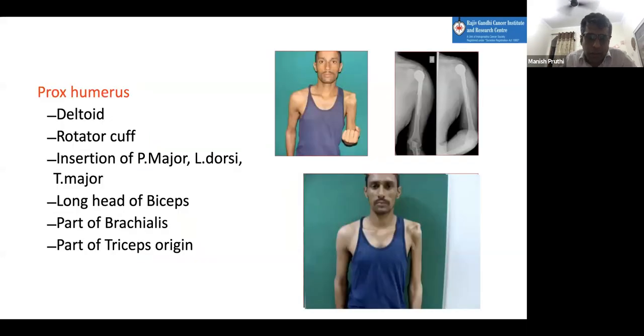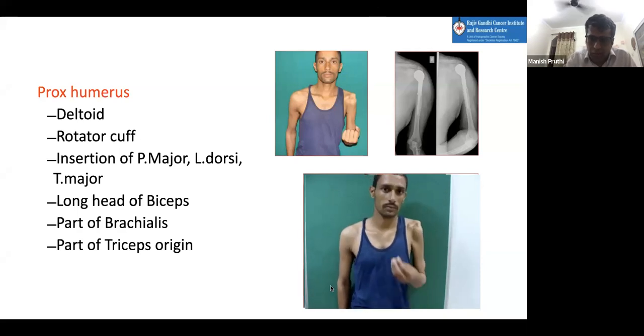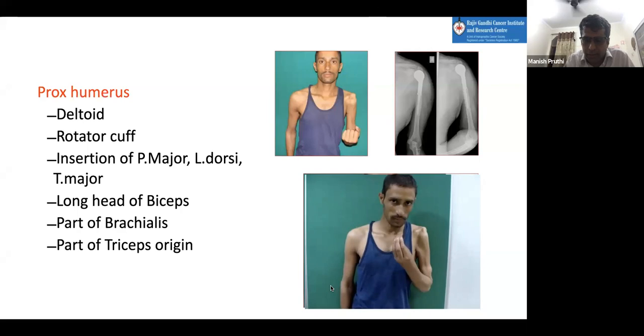So this is the function that we can get after a proximal humerus resection, because when we are resecting the proximal humerus intra-articularly, we are losing part of the deltoid, the rotator cuff, and the pectoralis major, latissimus dorsi and teres major insertions. We are losing the long head of biceps, part of brachialis and triceps origin. Plus, we are losing the axillary nerve in most of these scenarios. So when we are losing the axillary nerve, this is the best function that you can get.